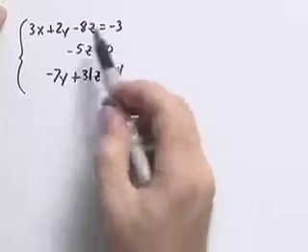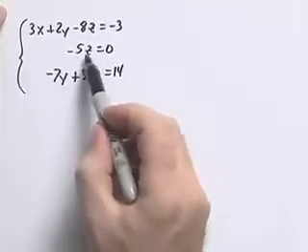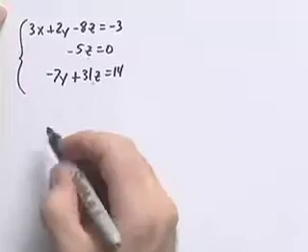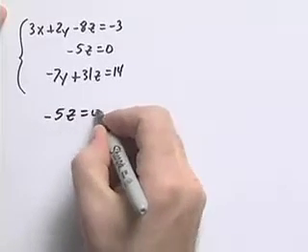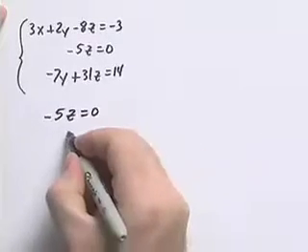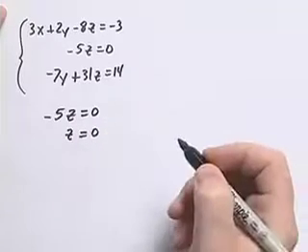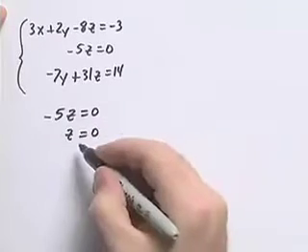If we look at our system, we see that this second equation only involves one variable. So we can easily solve that for z. Negative 5z equals 0. If we divide both sides by negative 5, it gives us z is equal to 0. So now we know what the value of z is.